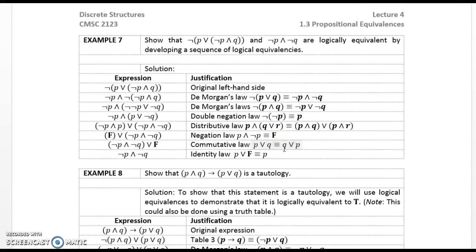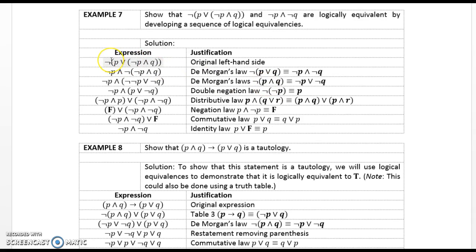Example 7. Show that the complement of the quantity P or the quantity not P and Q and not P and not Q are logically equivalent by developing a sequence of logical equivalencies. We begin with the original left-hand side. We apply De Morgan's law. We apply De Morgan's law again. We apply the double negation law. We apply the distributive law. We apply the negation law, and we apply the commutative law, and finally we apply the identity law to arrive at the right-hand side.